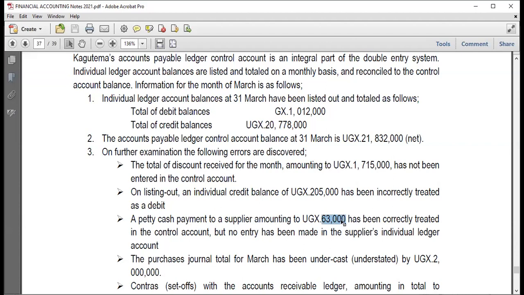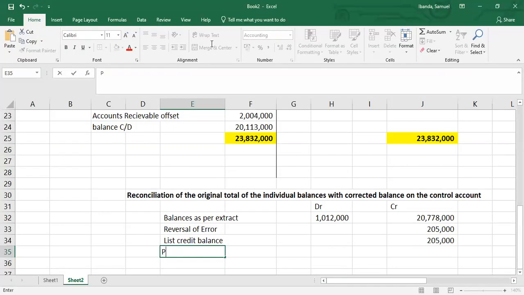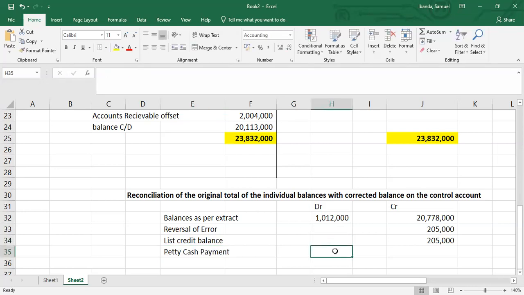And how do we enter this into our supplier ledger account? Remember, this is 63,000 that is being paid to a supplier. A payment to a supplier in our individual supplier ledger account should be what? It should be debited because we are paying the supplier. It means it's reducing the balance, the amount of money that we should pay to the supplier. So 63,000, which is a petty cash payment, should be debited. So I'll have a petty cash payment, which I'm going to debit right here.